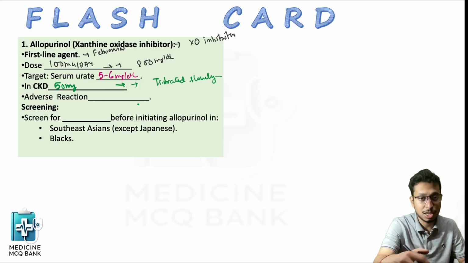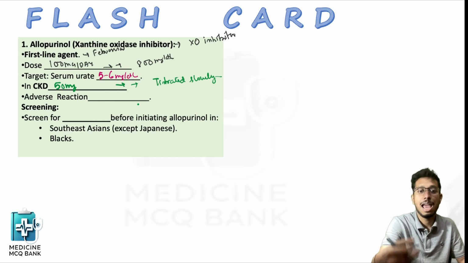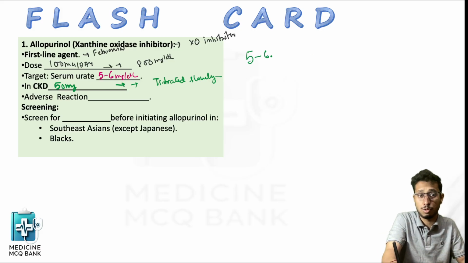Therefore, it is always better to start at a lower dose, let the body get habituated with the medicine, and gradually titrate the dose to the level till which the desirable result is achieved. What is the desirable result? The desirable result is total serum urate to be 5 to 6 milligram per deciliter.